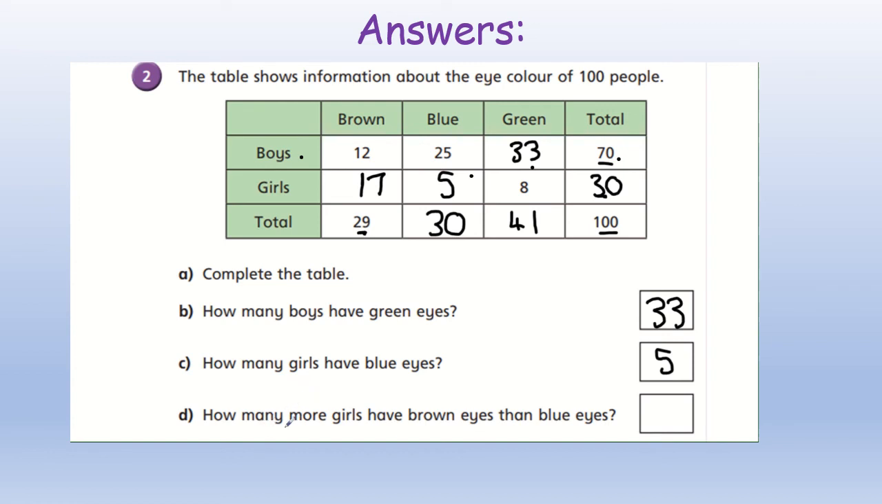And how many more girls have brown eyes than blue eyes? Well, there's 17 brown-eyed girls. So what's the difference between 17 and 5? 17 take away 5? Excellent. There were 12 more girls with brown eyes than with blue eyes. How did you do with this question? Did you get the same answers as me? Great work.